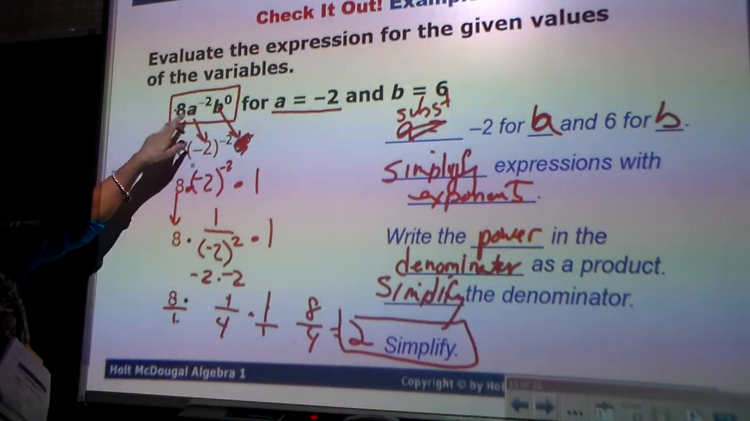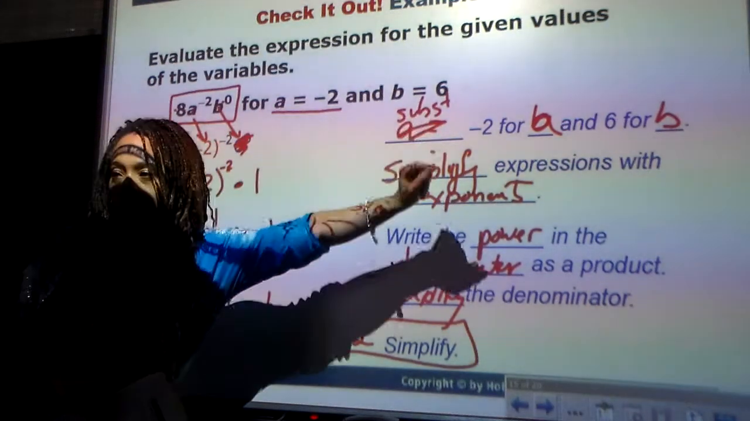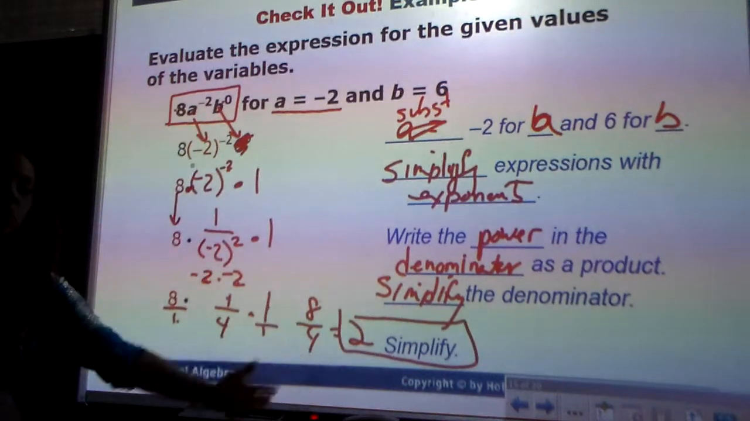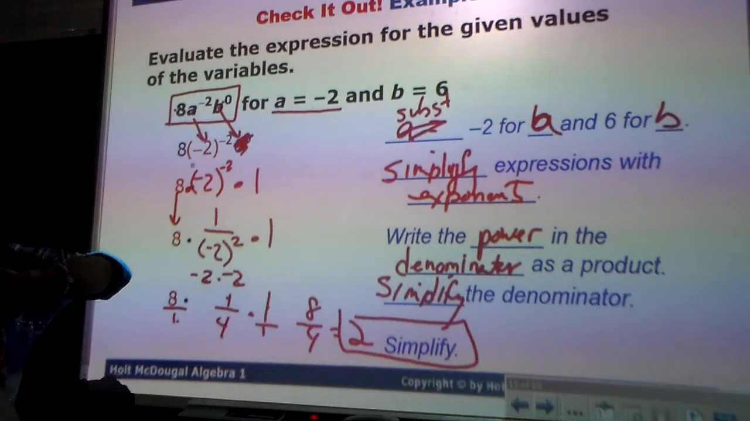So a to the negative 2, b to the 0, when a is negative 2 and b is 6, the final answer comes out to 2. I substituted and I did all the work step by step. Okay?